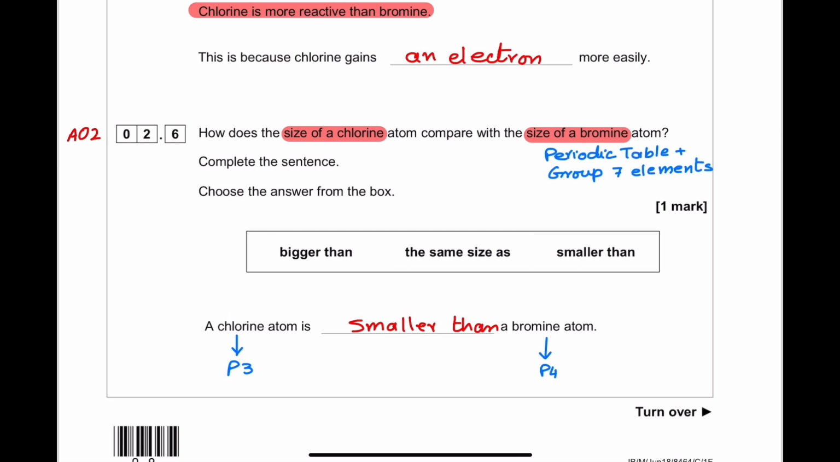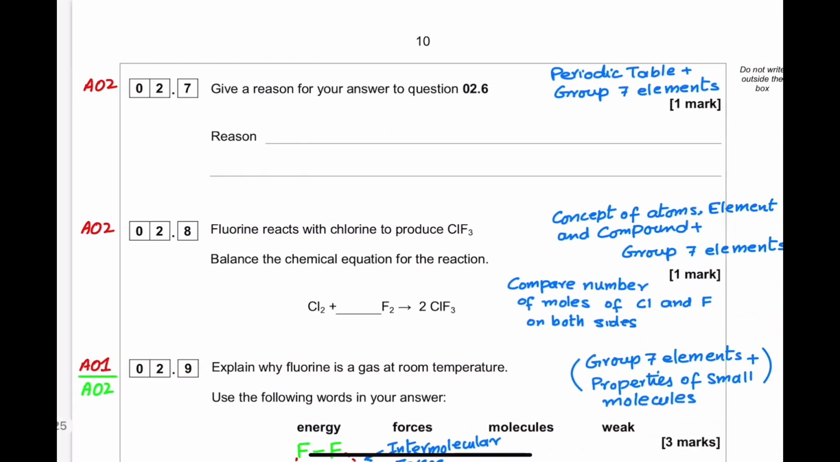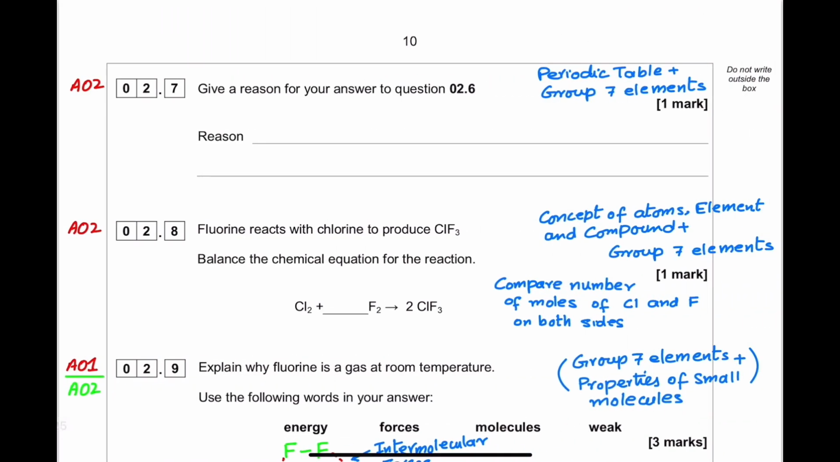Therefore, it is very easy for chlorine to take the electrons. So the answer is chlorine has less shells than bromine.